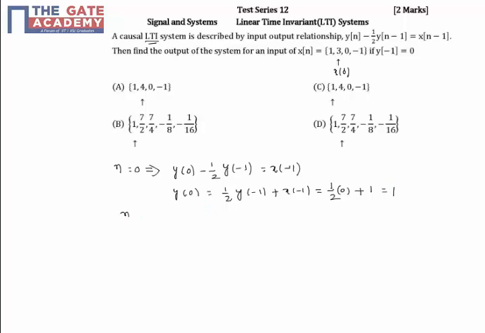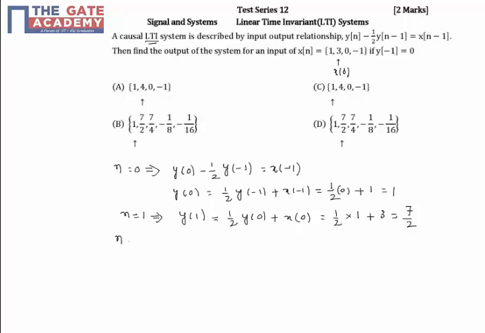Similarly, you put n equal to 1. So if I put n equal to 1, I'll get y of 1 which is equal to 1 by 2 y of 0 plus x of 0. This is equal to 1 by 2 y of 0 you got here, this is 1, plus x of 0 is 3. So this is 3 plus 1 by 2. So 3 2s are 6 plus 1, 7 by 2.